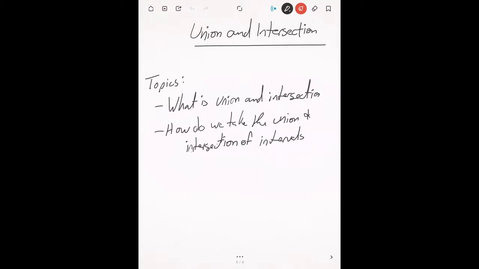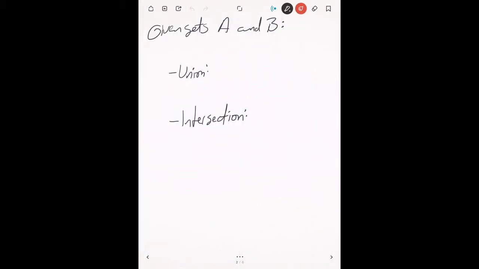Hello and welcome to Mr. Linford's presentation on unions and intersections. In this discussion, we're going to be talking about what a union and intersection is and how we take the union and intersection of different intervals. So to start, let's try to get a working definition of what a union and intersection is.